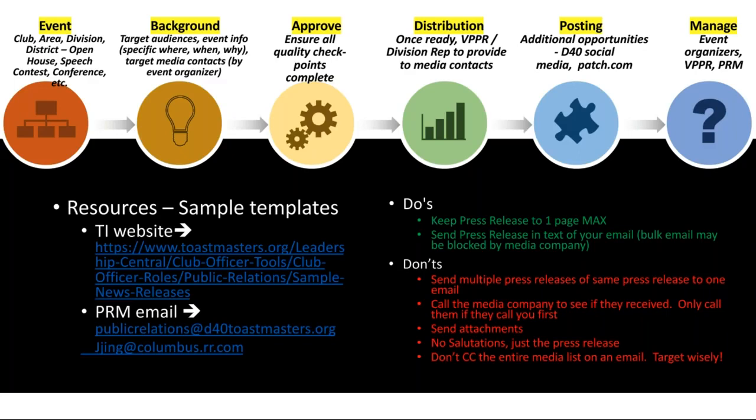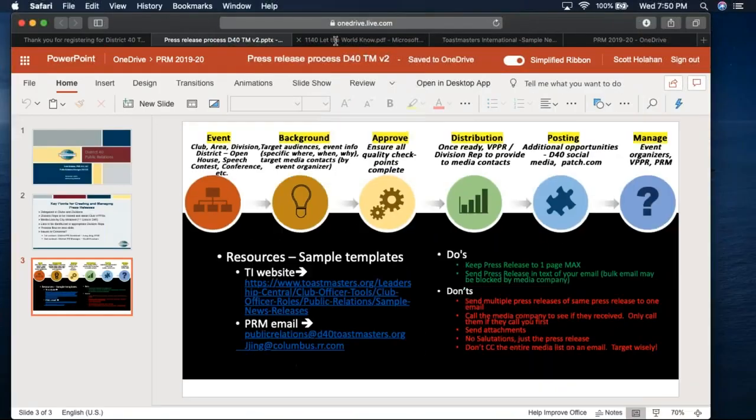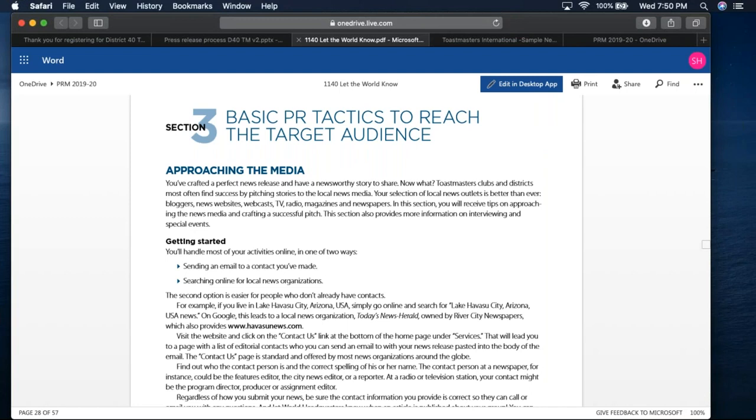So that's a general overview of the process. I've got some other things down here. So PR, the emails that you can use for myself and Jung Jing. And then I'm going to go into this site here right now. I think that's what I'm going to do next. Well, before I do that, let me give you some tips here.